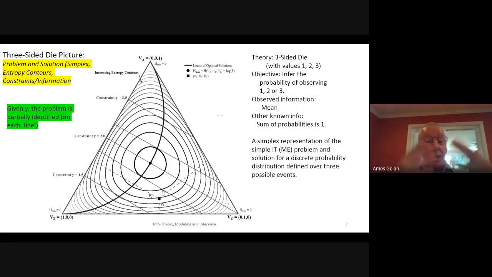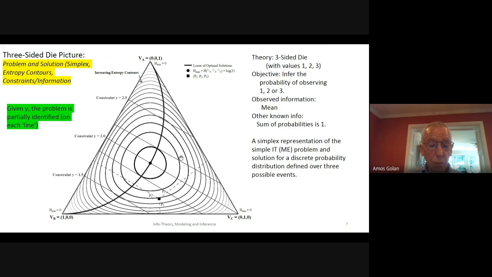And Shannon entropy, basically, you can think about, represents something about the level of uncertainty. So the entropy goes from 0, perfect certainty, to perfect uncertainty at the level of uniform distribution. This is the uniform distribution, the center of gravity, where the entropy is log of k. In this case, it will be log of 3. Okay, so those are the contours.